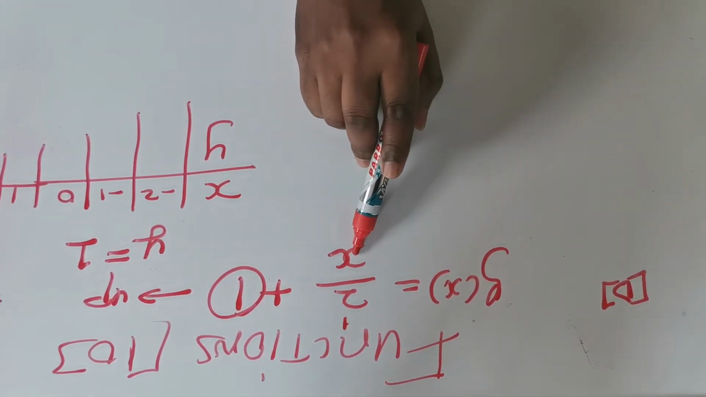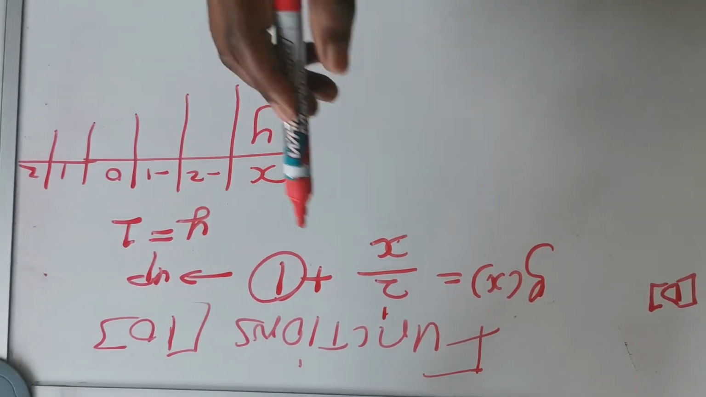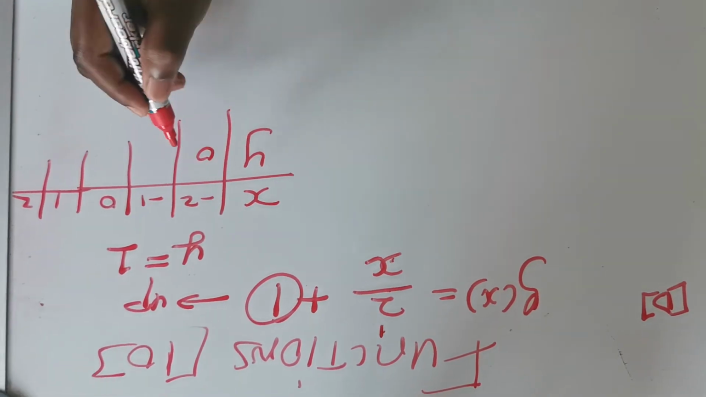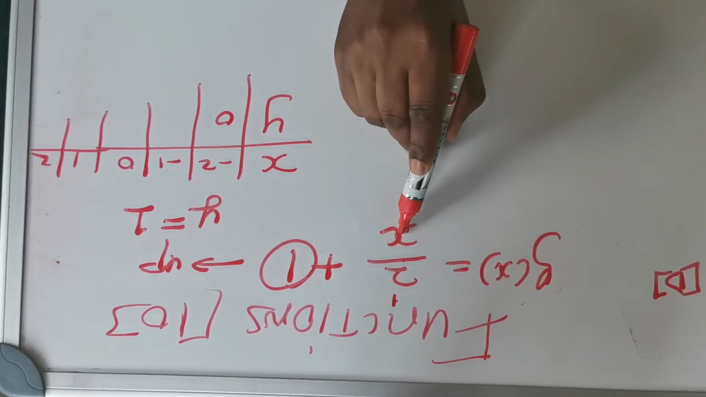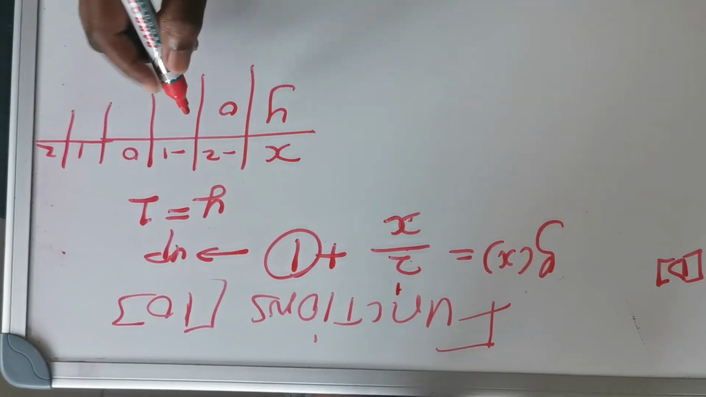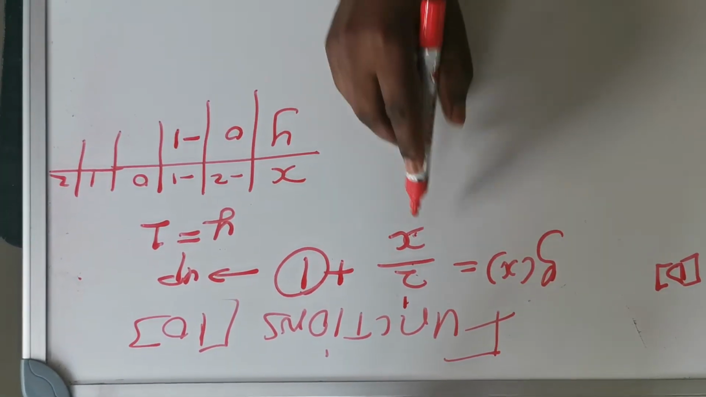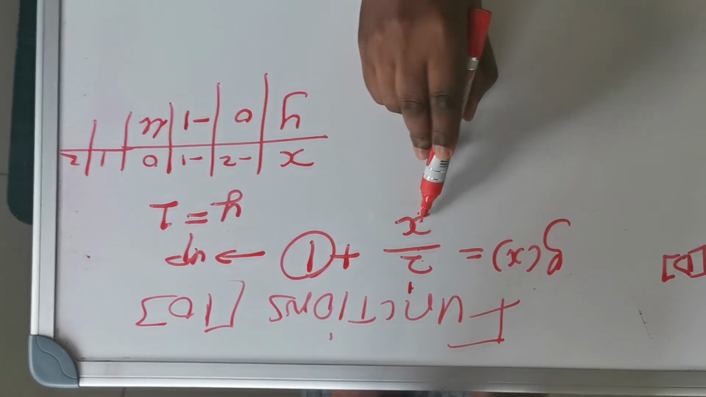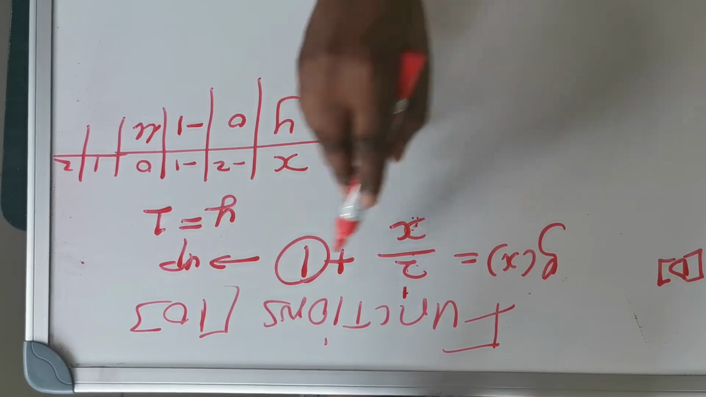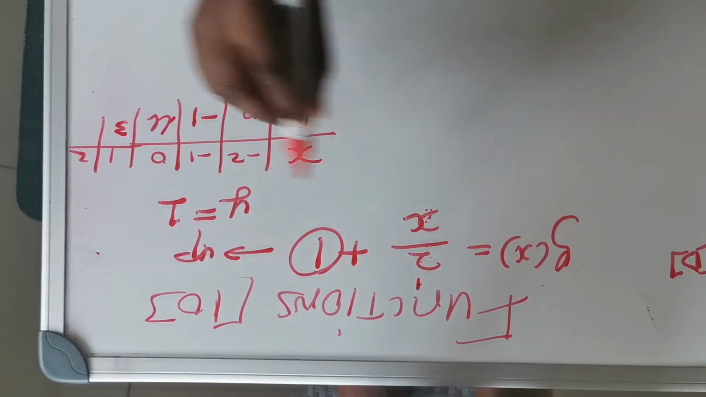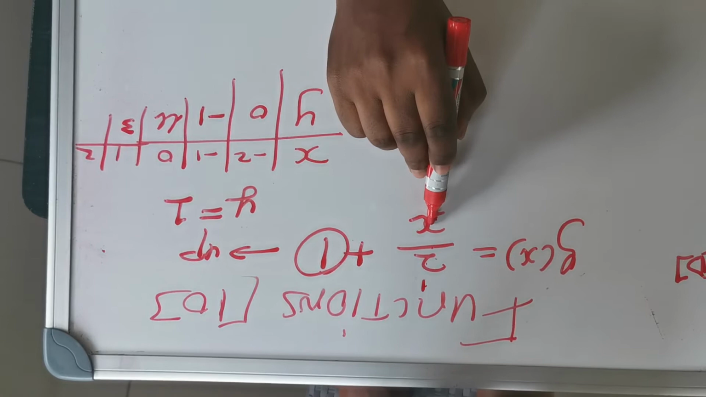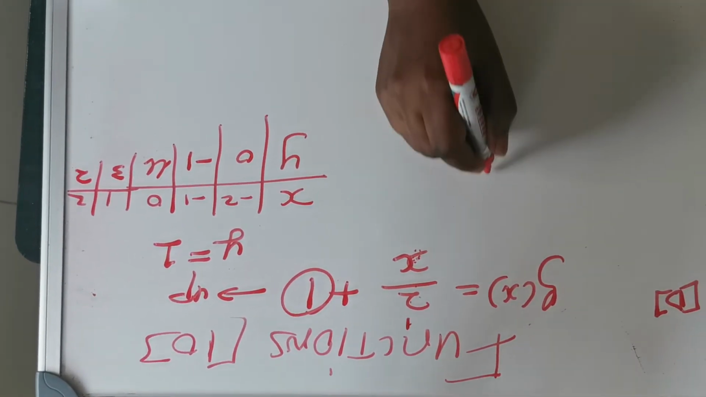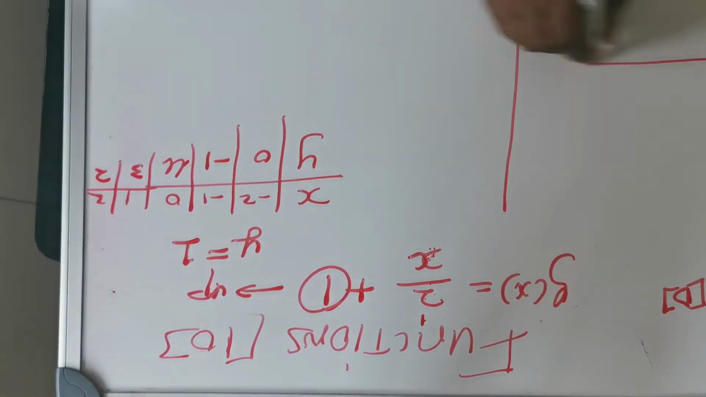Let's start with negative 2. If you put negative 2, this will give you negative 1 plus 1, that will give you 0. If you put negative 1, this will be negative 2 plus this one, obviously this will be minus 1. If you put 0, this will give you undefined. If you put 1, this will be 2 over 1, which is 2, plus 1, that is 3. If you put 2, this will be 2 over 2, that is 1 plus 1, that will give you 2. So that's all. Now sketch your graph.